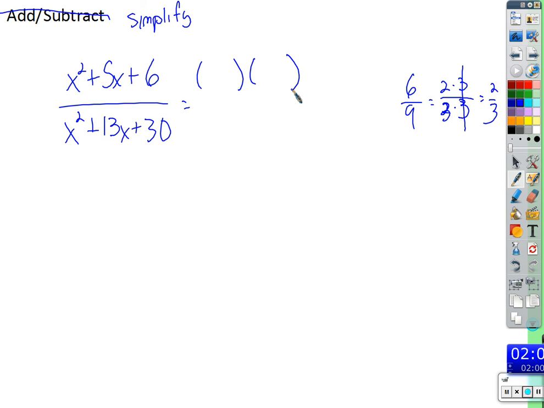I'm just thinking, could you take x times x plus 5 times x, and then put plus 6 that they can add out on the other side of the parentheses? Well, we don't want anything like a plus on the outside of the parentheses. We want the numerator to be something times something. Just like we want this to be 2 times 3, not 2 times 2 plus 2. I'm going to break it down into its factors.